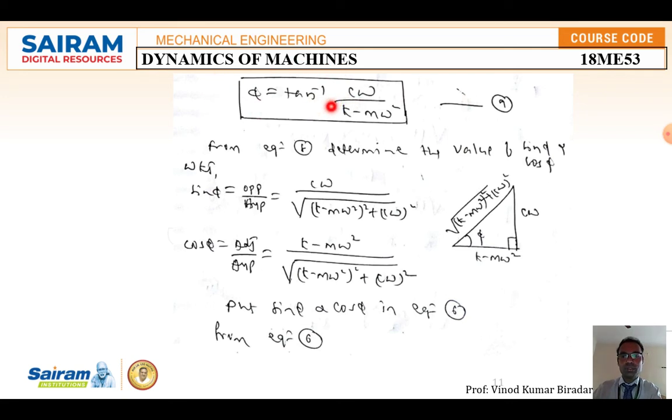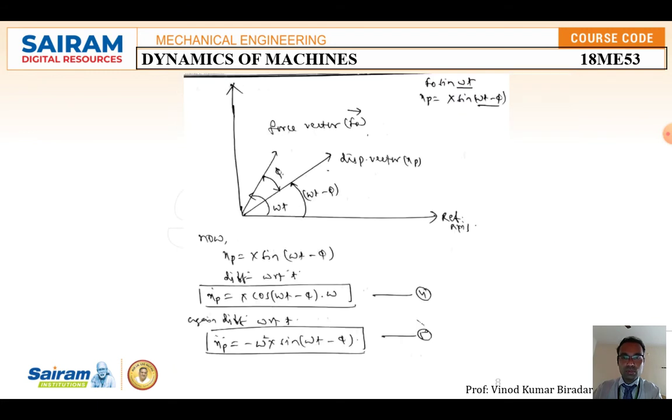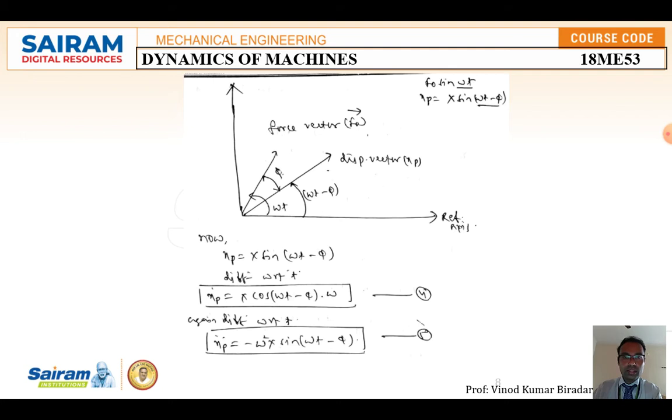or phase difference. Okay, from equation number 8, determine the value of sin phi and cos phi. Okay, so we know, consider one triangle. Okay, so here sin alpha is equal to what? Opposite by hypotenuse. Okay, so construct one triangle. So here the given values, we already calculated sin values and cos values.